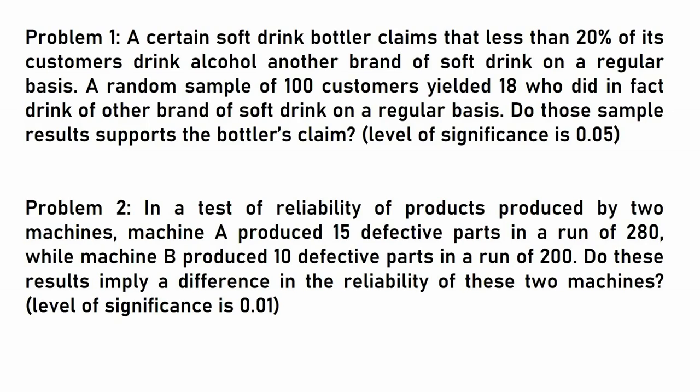Similarly, for problem 2, in a test of reliability of products produced by two machines, machine A produced 15 defective parts in a run of 280, while machine B produced 10 defective parts in a run of 200. So the reliability of the machines is compared, where machine A produced 280 products in a single production run, of which 15 are defective, and machine B produced 200 products in a single production run, of which 10 are defective. We need to find whether the results imply a difference between the reliability of the two machines, and we consider the level of significance as 0.01, that is 1%.